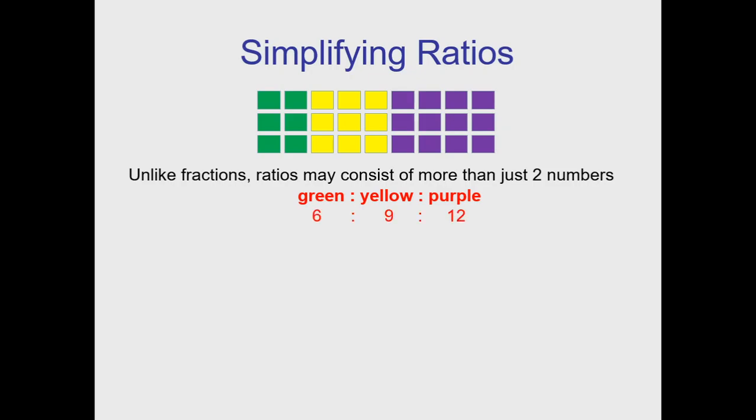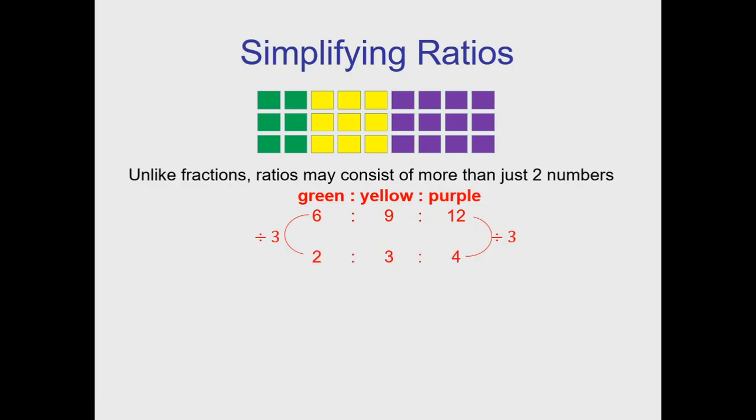Now to simplify this ratio, I find the highest common factor and I divide all 3 parts of the ratio by that highest common factor. Looking at the numbers 6, 9, and 12, we should notice that they can all divide by 3. Looking at my diagram as well, I can see that I've got 3 different rows, with the same number of green tiles, yellow tiles, and purple tiles in each of these rows. So I could divide all by 3. By doing that, I get 6 divided by 3 is 2, 9 divided by 3 is 3, and 12 divided by 3 is 4.